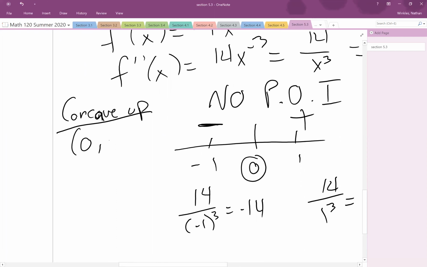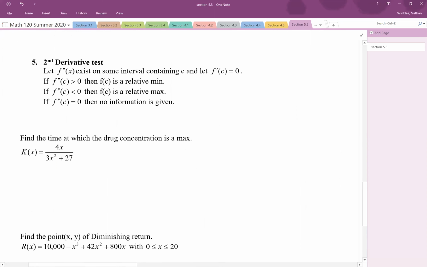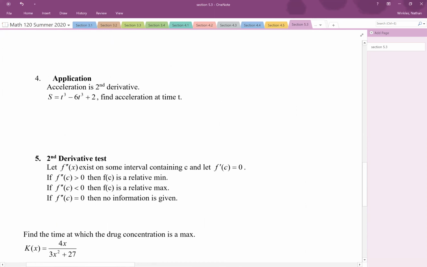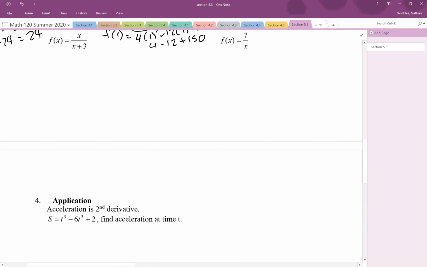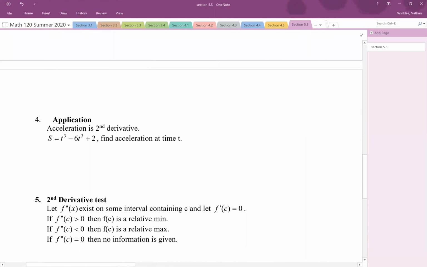From 0 to infinity, but there are no points of inflection. Now, we can have applications. Remember, if our first derivative is velocity, our second derivative is acceleration, your third derivative is actually called a jerk. Acceleration is the second derivative, so let's find the acceleration at time t.